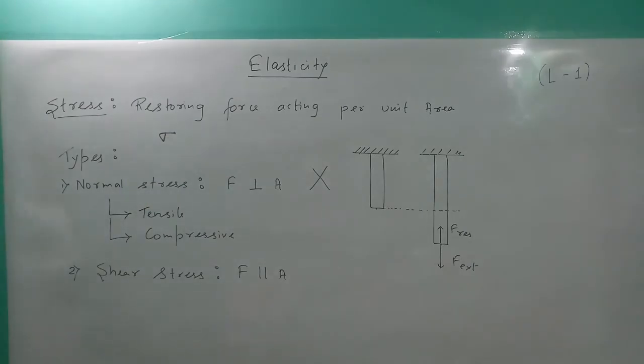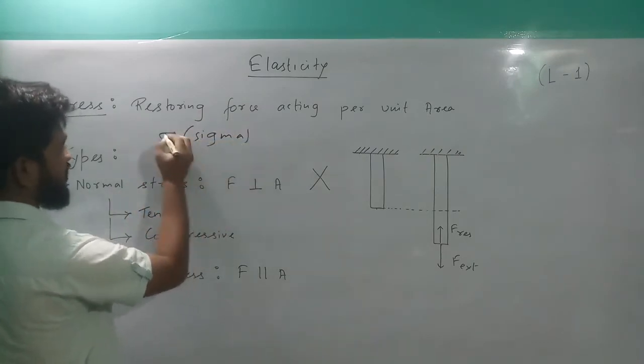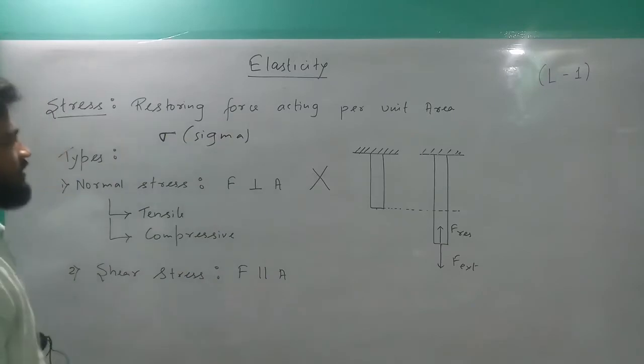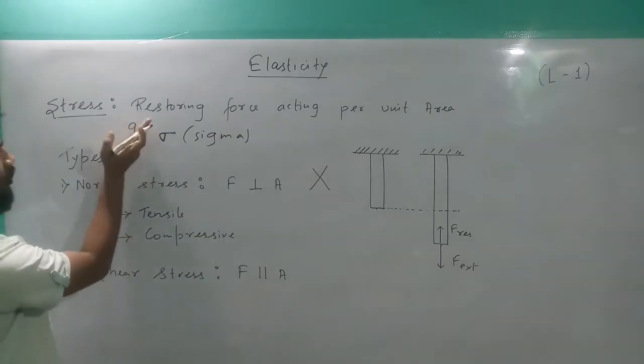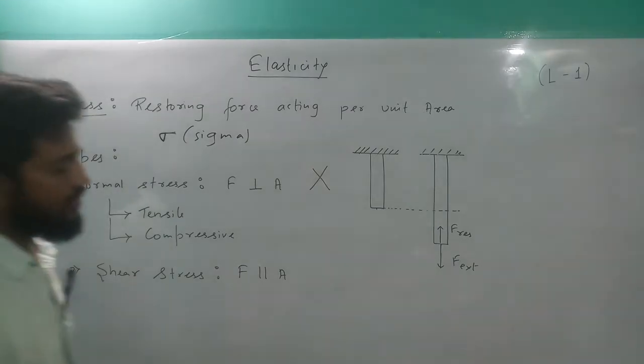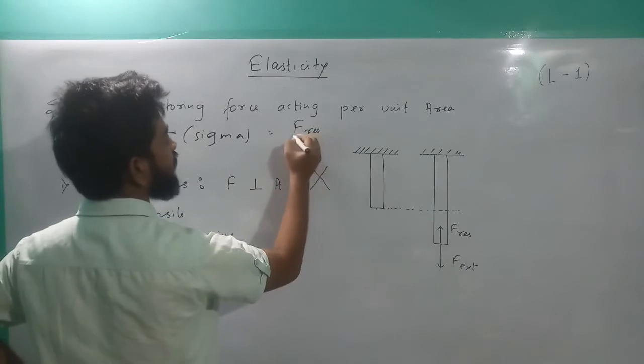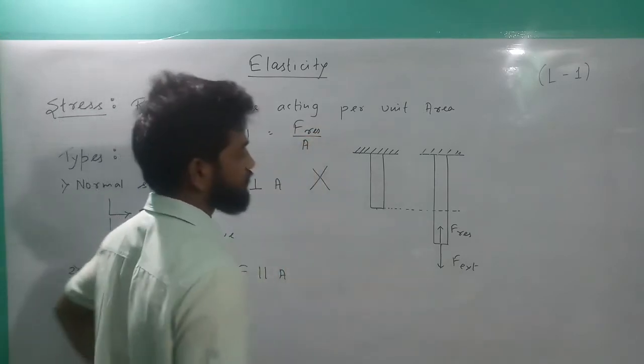These are the Greek letters which we will use, okay? This is called sigma, S-I-G-M-A. Just take a line and rotate it by 90 degrees. It will become sigma. Okay? So it is represented by sigma. It is given as F restoring per unit area.